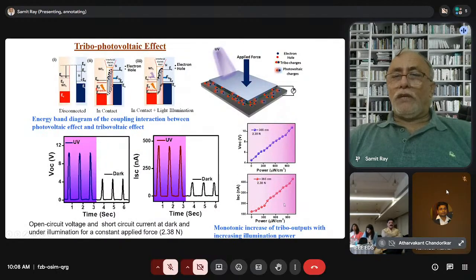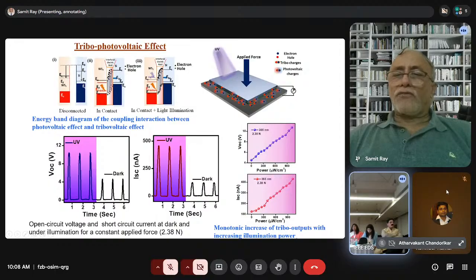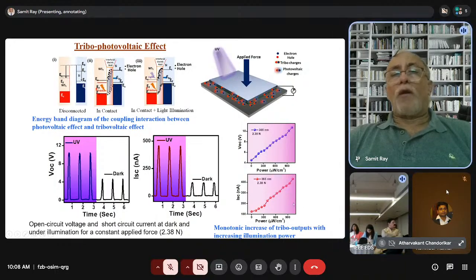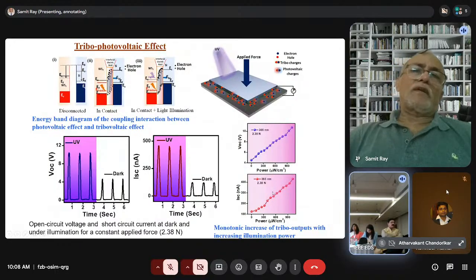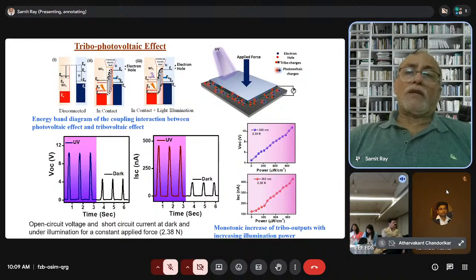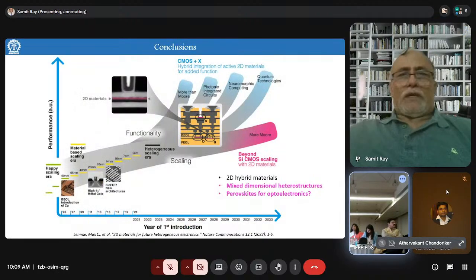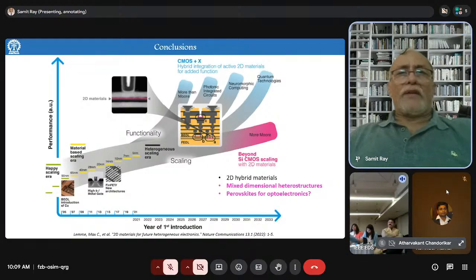So that is actually we get tribo outputs with increasing illumination power of the UV. So that is one kind of application of the nanogenerator. So I think I'll conclude now. Conclusion, we want to say that I just don't want to say point-wise.